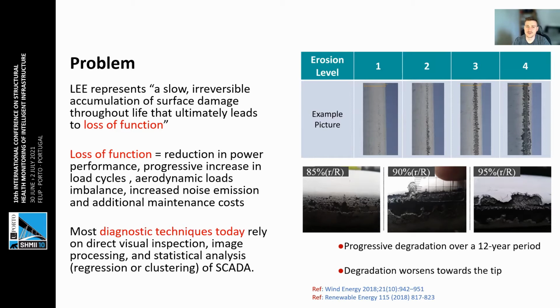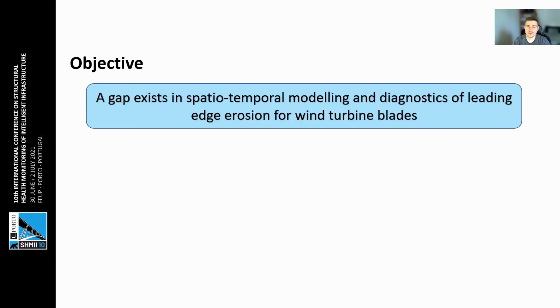Current methods to diagnose the extent of leading edge erosion rely on visual inspection, either manual or via drones, and both of these require turbines to be shut down. Another option is to do a statistical analysis of the SCADA data, where SCADA is the supervisory control and data acquisition system. However, this doesn't work that well, and it is very turbine dependent. So there is a gap in the spatiotemporal modeling and diagnostics of leading edge erosion for wind turbine blades.